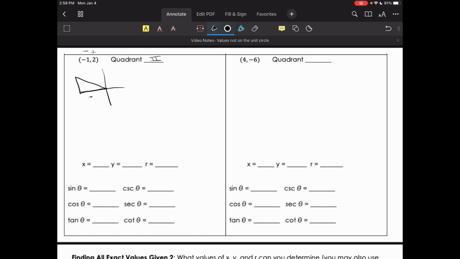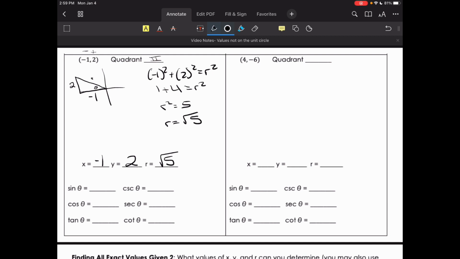So I would have negative 1, here's theta, and then positive 2 in the y direction. And I need to find r. So again, using the Pythagorean theorem, negative 1 squared plus 2 squared equals r squared. So I get 1 plus 4. So r is going to be the square root of 5. So x is negative 1, y is 2, and r is the positive square root of 5.